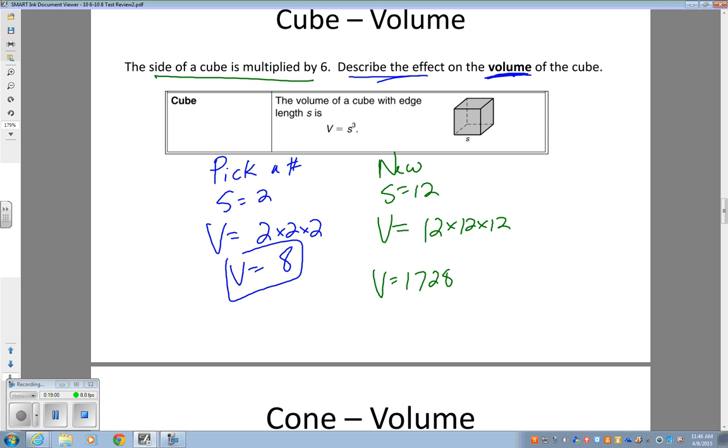All right, so how did it change? How do we figure out how the change would be? Divide what? You're right. 1,728 by the 8, yes. Okay. So you do 1,728 divided by 8. What would that give you? 216. That is how the times change.